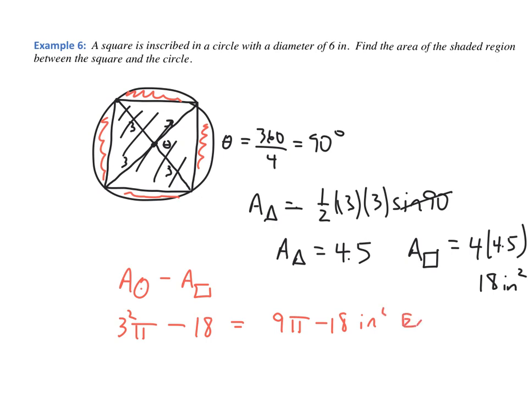This would be an exact answer. As an approximate, you would just type in 9 pi minus 18. Okay? So it's got to be what? Roughly 9 something, because 9 times 3.14 would be 27, 28. It's 10.27. So 10.27 inches squared as an approximate.